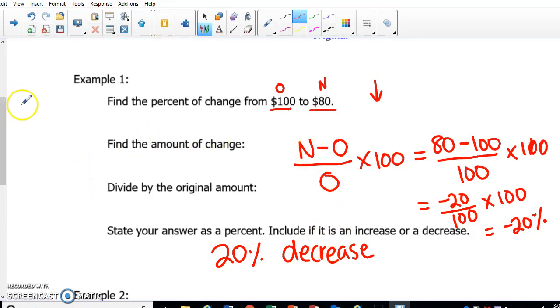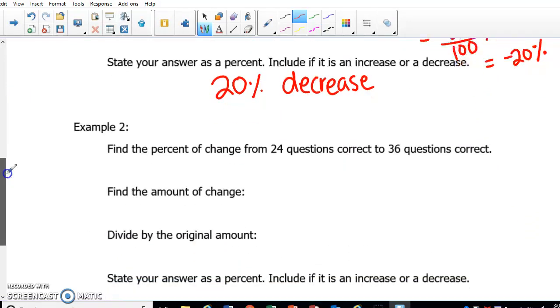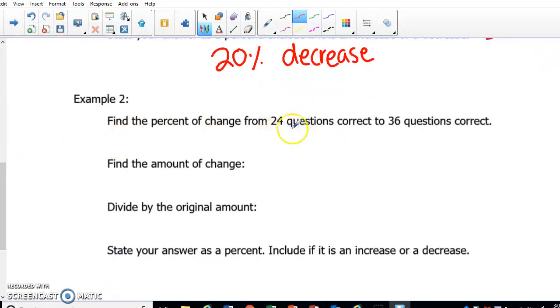Now, let's take a look at the second example. It's the same thing. Find the percent of change from 24 questions correct to 36 questions correct. Is it percent of decrease or percent of increase? This person got 24 questions right first, and then 36 questions correct next. So it's percent of increase because it went from 24 to 36. So this is new, this is old. We use the same formula: new minus old over old times 100.